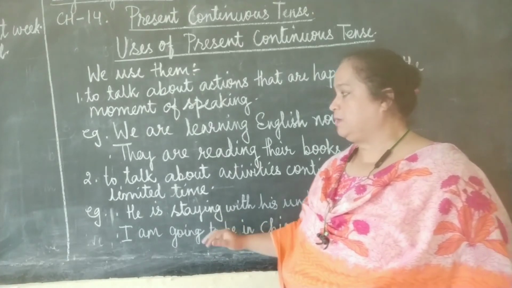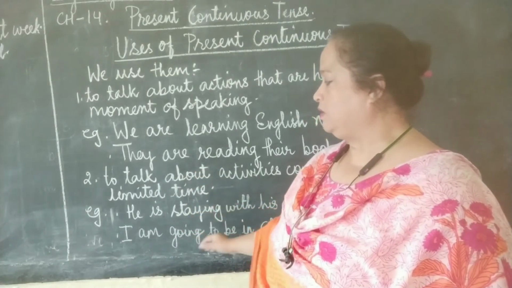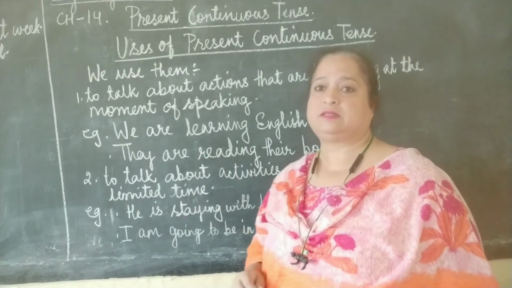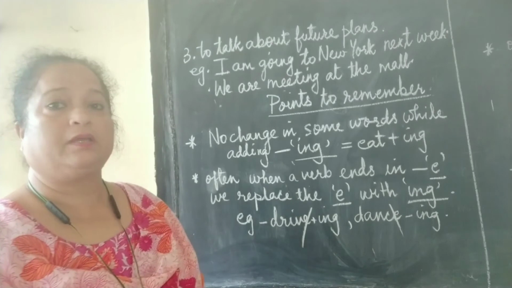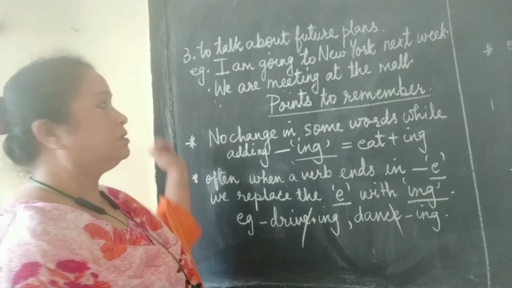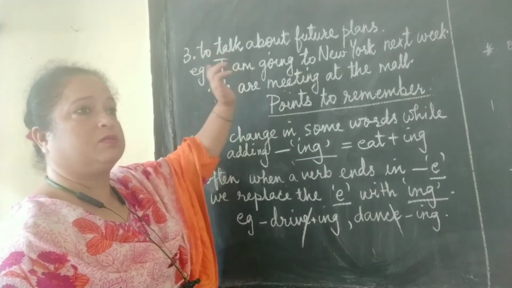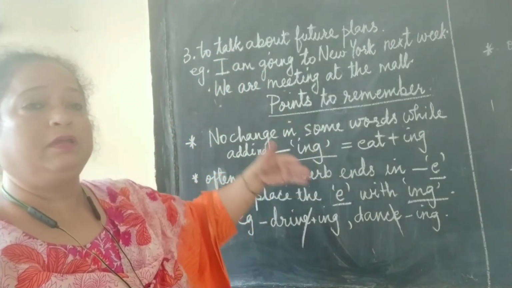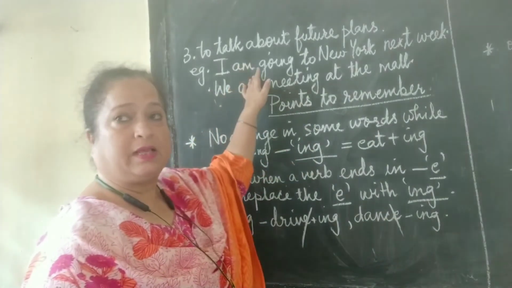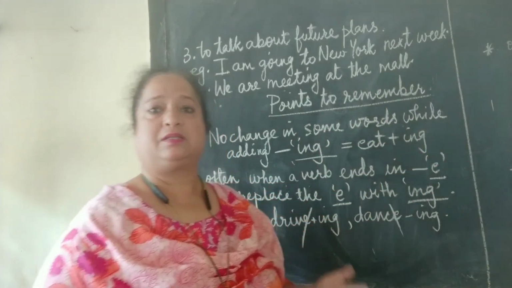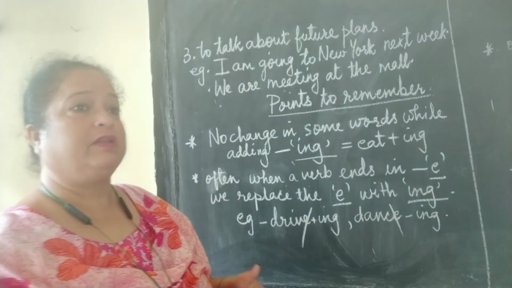So these are some examples which I have given you as to where we use the present continuous tense. Now we need to know where else we can use the present continuous tense. We use the present continuous tense when we talk about future plans. That means things that are going to happen in the time to come. For example, I am going to New York next week. That means this is one of my plans and I will be going.